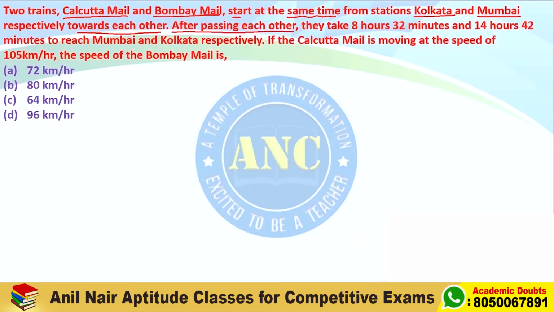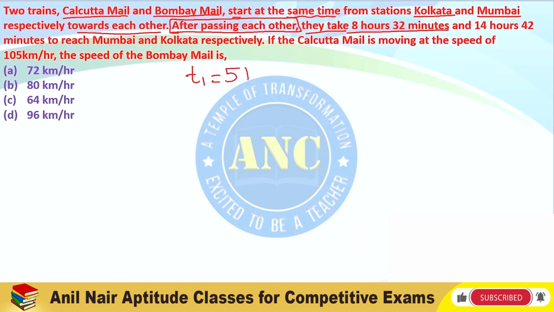After passing each other, the most important point once again, that means after the meeting point, they take 8 hours and 32 minutes. So the T1 value is given as 8 hours and 32 minutes. 8 hours is 8 into 60 minutes, 480 minutes, plus 32 minutes. It is nothing but 512 minutes, right?